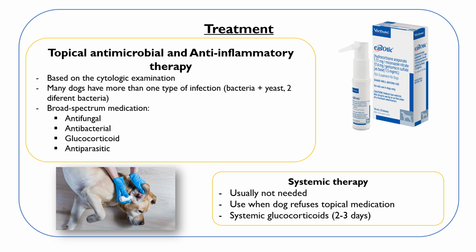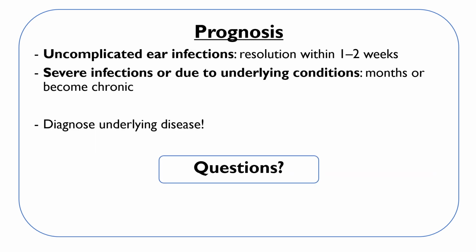Systemic therapy is not usually needed, but in cases where the dog is very painful and the owner can't apply the topical medication, we can use systemic glucocorticoids for 2 or 3 days to resolve the inflammation and pruritus, and then change to a topical therapy when the dog tolerates it.